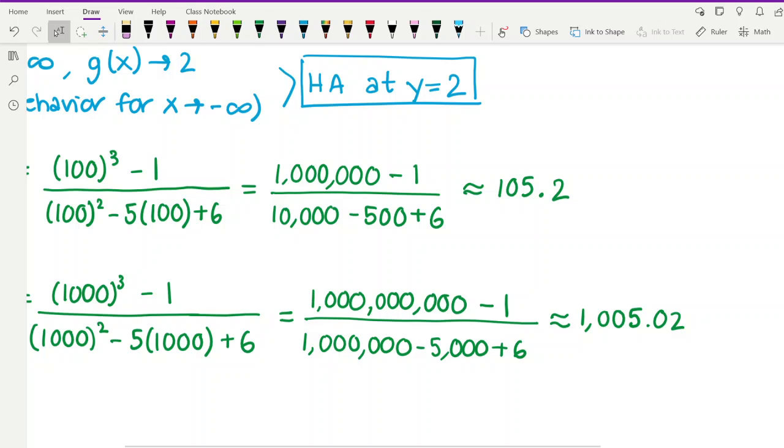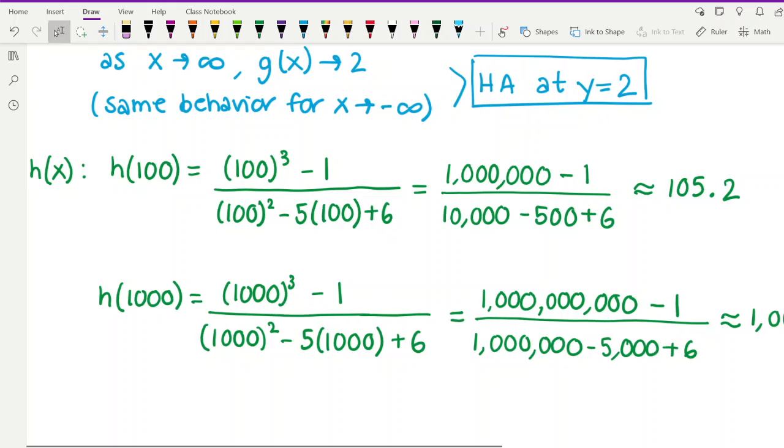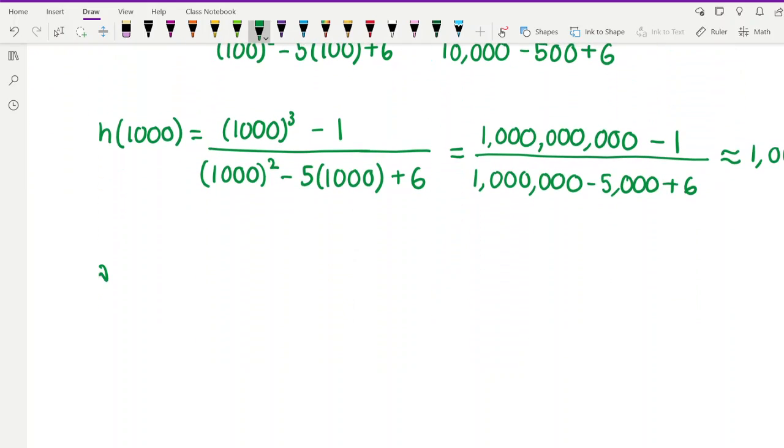1,005.02. So what's happening? The bigger the number we plug in, the bigger and bigger the numerator is getting. And the denominator just can't keep up, right? The denominator just can't catch up with the numerator. And so then the results are just getting bigger and bigger and bigger. And so what does this tell us about our end behavior? It tells us that as x approaches positive infinity, h of x approaches positive infinity.